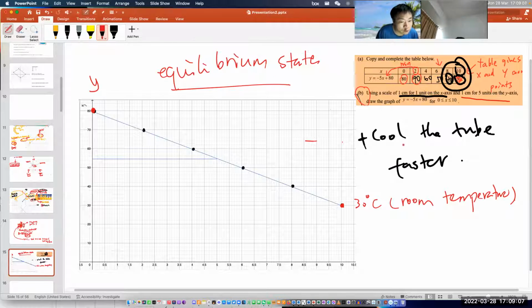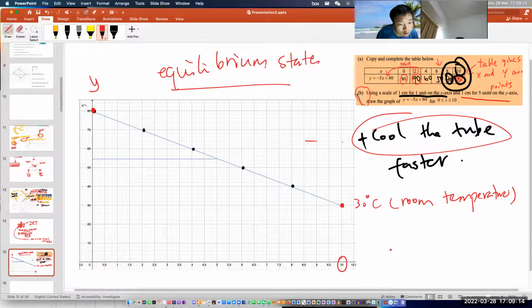Okay, so if you use the fan to cool the tube faster, meaning what? Instead of using 10 minutes just now, maybe it really depends how fast is your fan, right? So you know that you will use less time to cool down. You start from 80 degrees for the test tube. Now you use less time to reach 30 degrees. So imagine you use 7 minutes to reach 30 degrees. Here's 7 minutes. So 7 minutes, you get to cool to 30 degrees already. Then you just link up these 2 points.